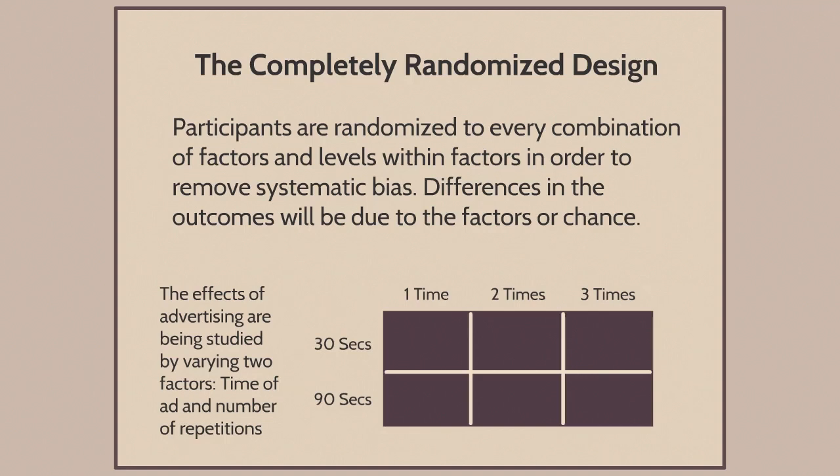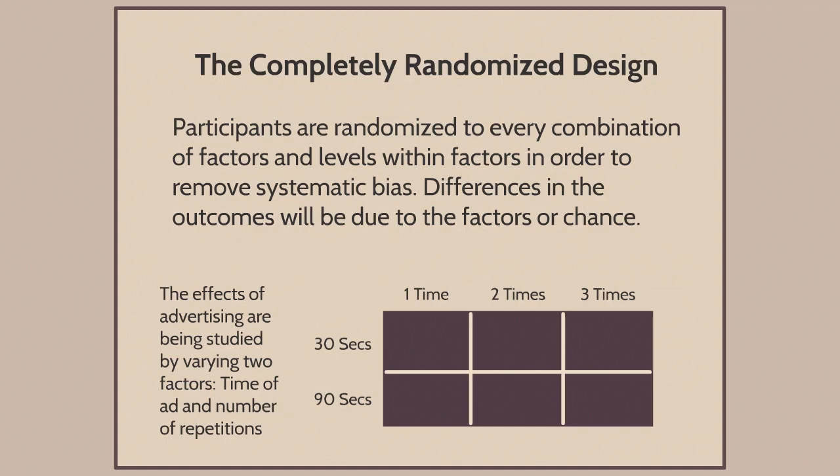So here we're looking to see if the length of the ad can influence the response of the person watching it. So the explanatory variable here is the advertising length. But there's another factor I put in this example to show you that we can use more than one explanatory variable: how many times the individual watches the ad.